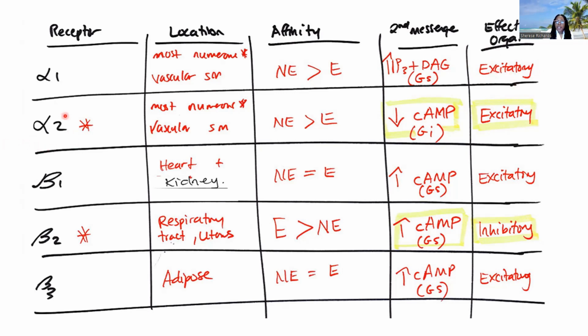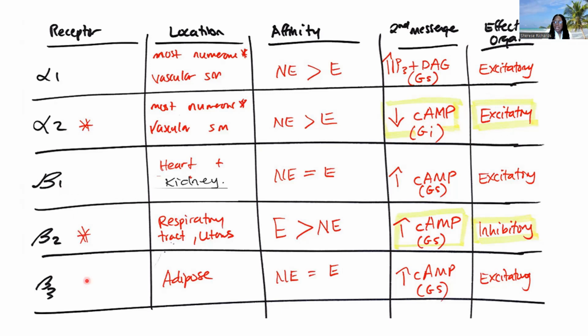Alpha-2, on the other hand, results in a different second messenger, and it's going to have a different response on that second messenger. Because it is coupled to a G inhibitory protein, it's going to decrease cyclic AMP release. So the second messenger is different, but also the result on that second messenger is different here. That, however, is still going to result in an excitatory response on the tissue. So inhibitory to its second messenger, but the result of that is exciting the tissues that are involved.